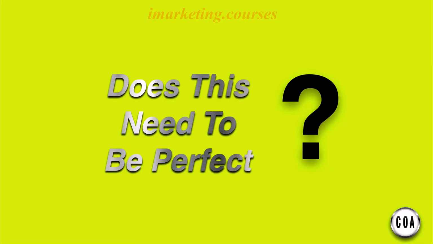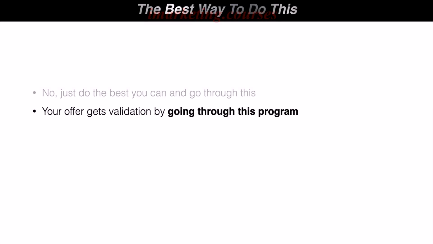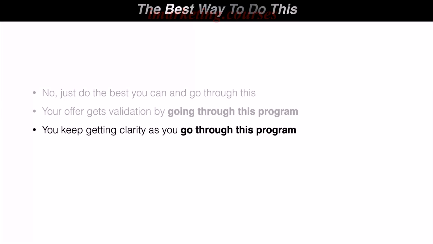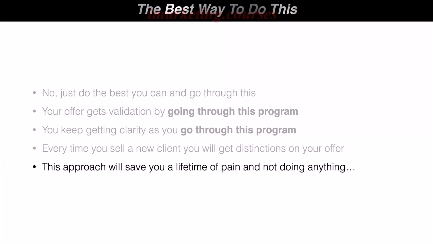The next module. Okay. So the best way to do this is, first of all, it's not perfect. You don't have to be perfect. Just do the best you can. Go through this. Your offer gets validation, as in, you get stronger, more confidence. It becomes stronger because more people are buying it, right? Your offer gets validation by going through this program. You keep getting clarity as you go through this program, as you repeat it. Every time you sell a new client, you get distinctions on your offer. You'll get better, right? This approach will save you a lifetime of pain and not doing anything. A lot of people try and be perfect. Forget perfect. You're completely flawed. Me too. Don't worry about it. Just get on with it and get it done.